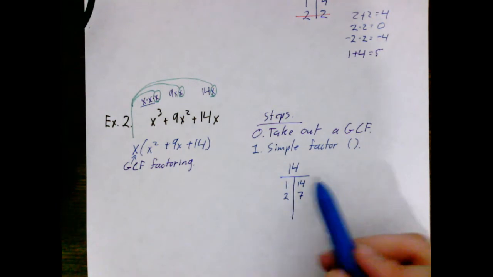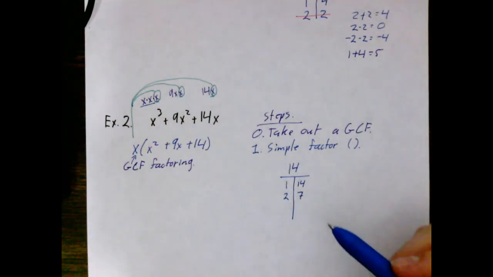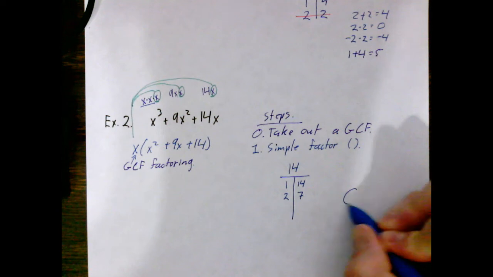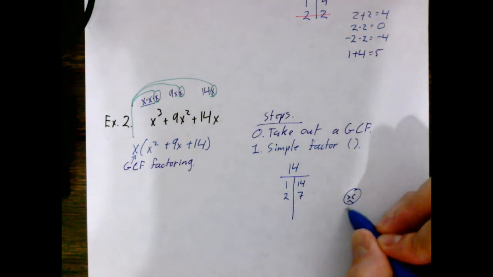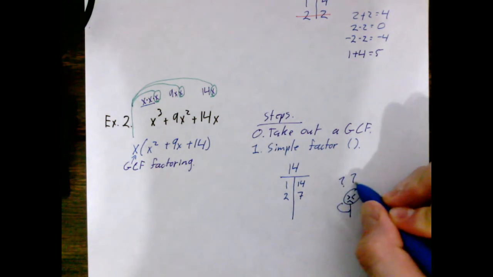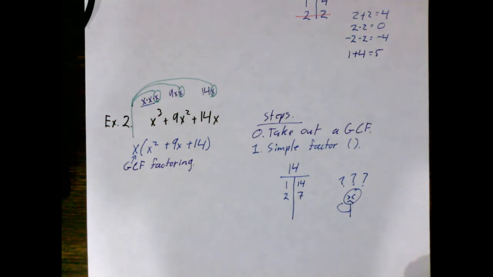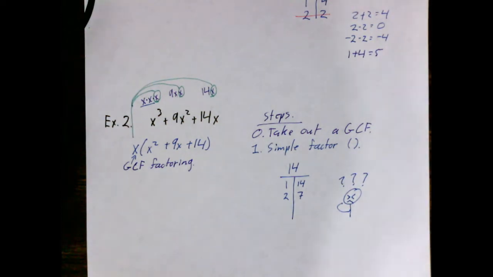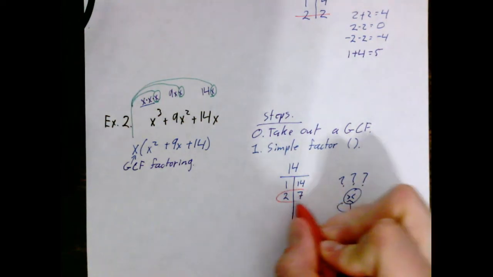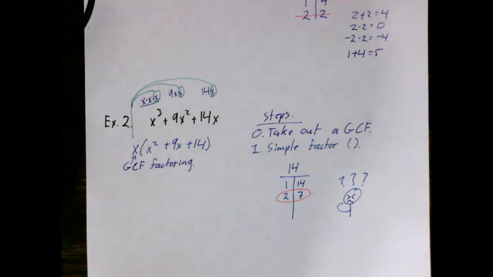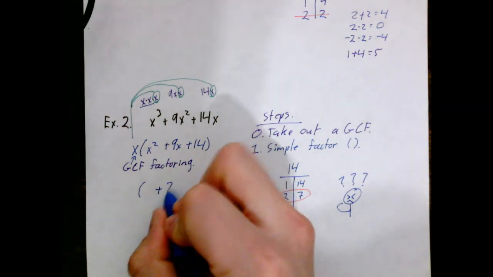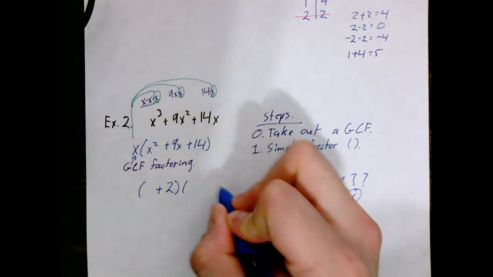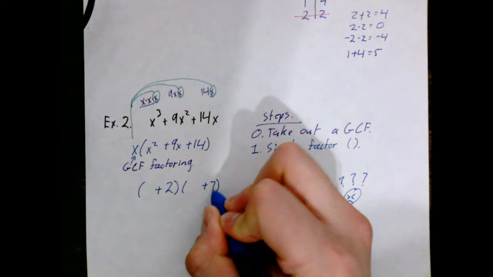Okay, so now we need 2 that'll add up to 9. Right? So now you put your thinking cap on. Right? That's you. Stick your finger up there. I wonder what it could be. That's right. We can use 2 and 7 to make a 9. So this is going to factor to something plus 2. And then something else plus 7.